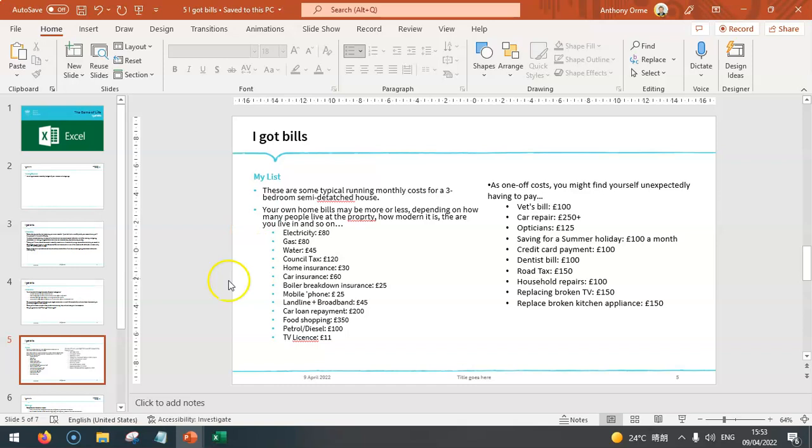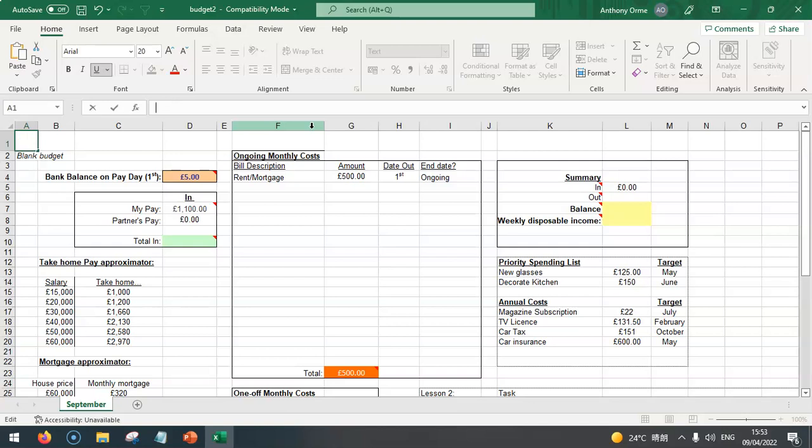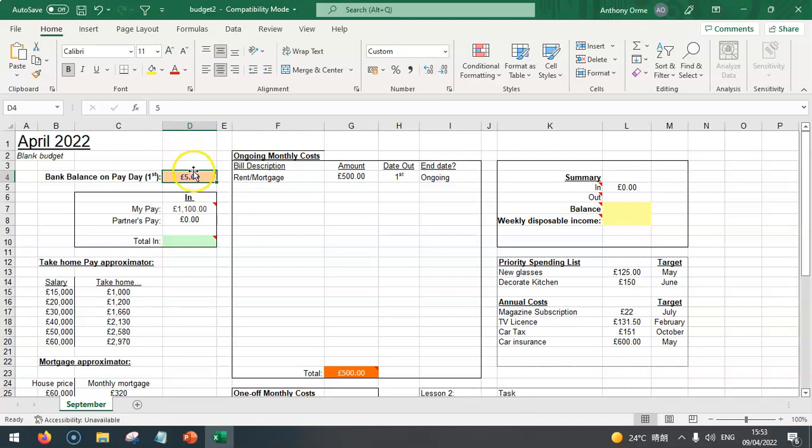So let's have a look at this spreadsheet I have. And this is a typical spreadsheet that people have. I'm going to change the month to April 2022. And this is the balance on payday, basically your balance on the day you get paid. So before you get paid, this is the balance. So if you've got £5, this is your pay. So I'm going to put the pay that I had when I was in the UK after tax.